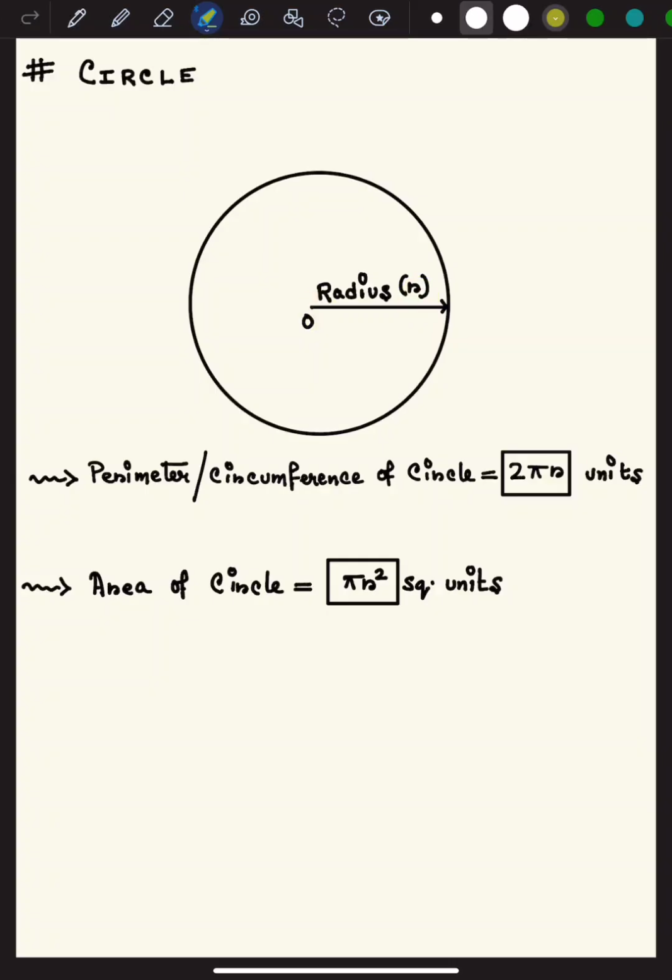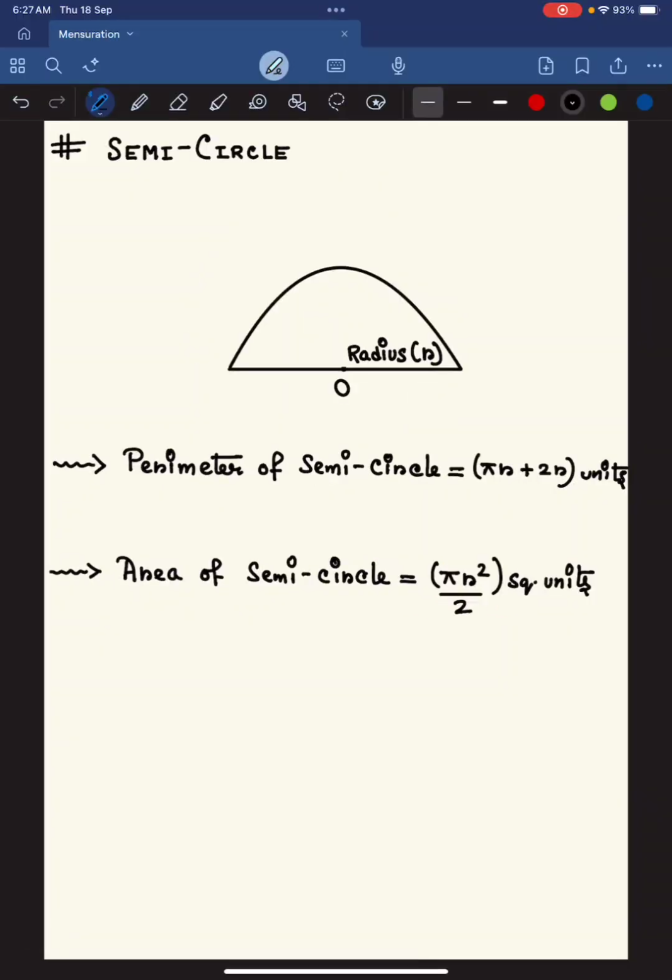So 2 pi r units, and the area of the circle is given as pi r square units. Okay, let's come to semicircle.